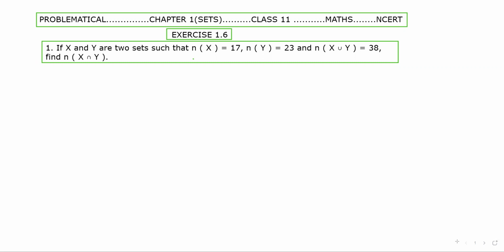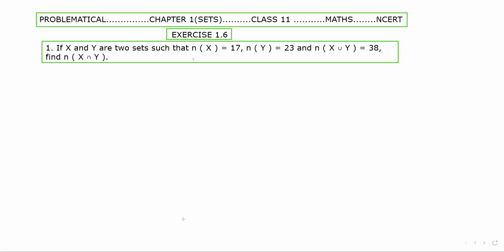We'll be discussing exercise 1.6 from chapter 1 Sets, class 11th maths NCERT. The first question is, if X and Y are two sets such that n(X) is 17, n(Y) is 23 and n(X union Y) is 38, find n(X intersection Y).